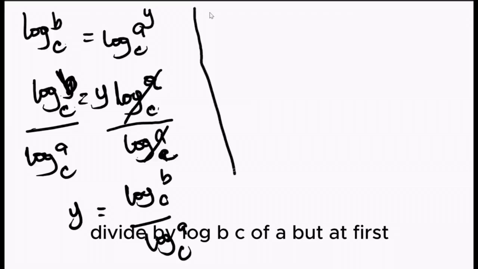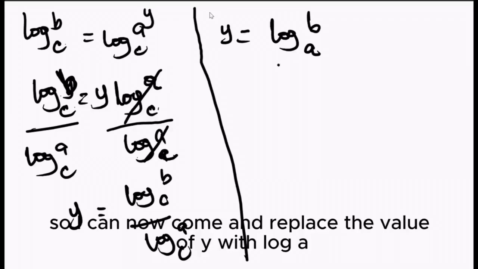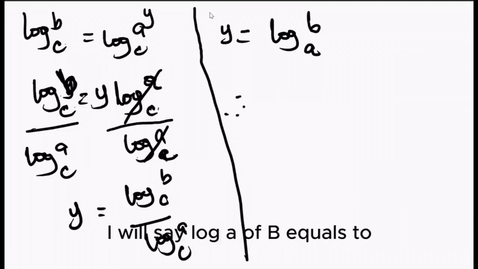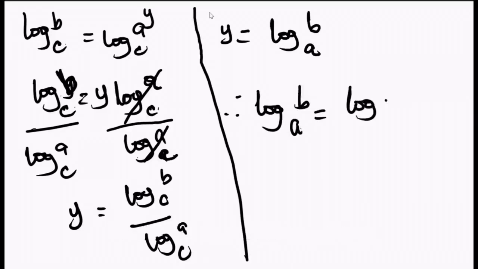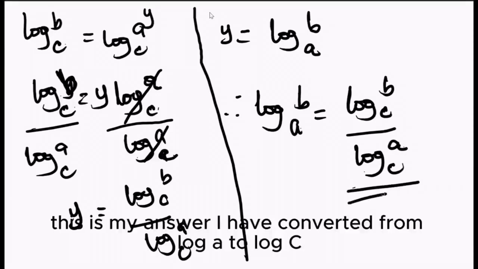But at first, remember I said let y equals to log base a of b. So I can now come and replace the value of y with log a b. So where there is y, I will say log a of b equals to log c of b divided by log c of a. This is my answer. I have converted from log a to log c.